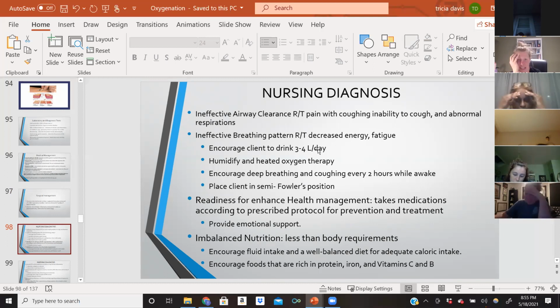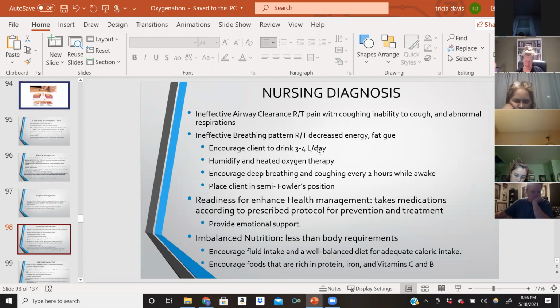Nursing diagnoses. Ineffective airway clearance related to pain, because pain with coughing might be inability to cough or abnormal respirations. You might see ineffective breathing pattern related to fatigue, decreased energy. We want to encourage our clients to drink 3 to 4 liters a day. We can offer that humidified or heated oxygen therapy.